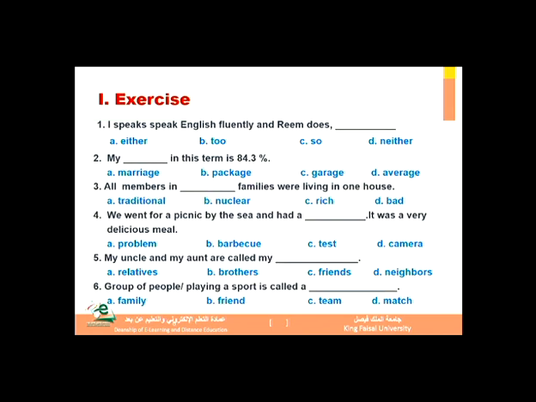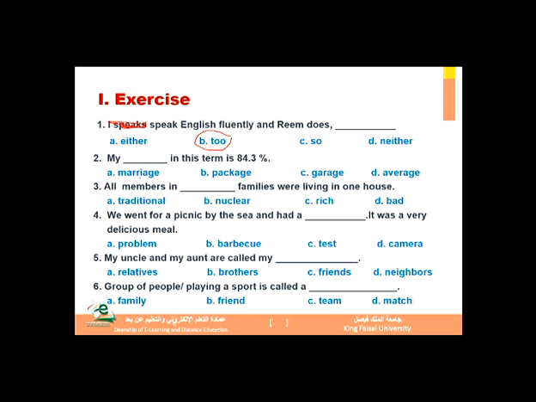Okay. Now, let's try to apply what we have learned so far to this exercise. So here, what we are asked to do is to choose the correct answer. So number one, I speak English fluently and Dream does, should I say either, too, so, or neither? Too. Because if you remember, we said that the definition of too means also, in addition to. So I speak English fluently and Dream does too. The correct answer is B.